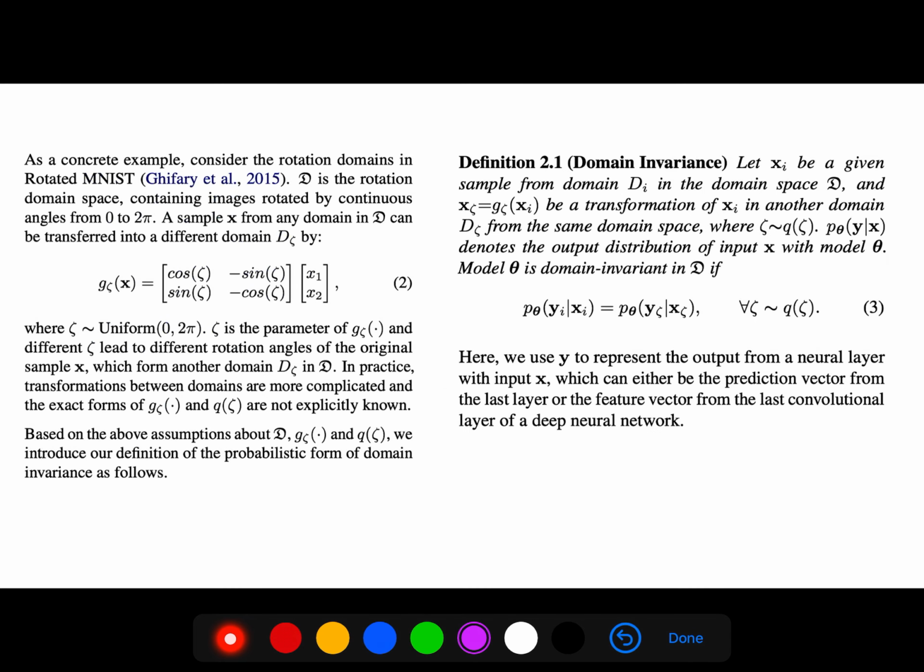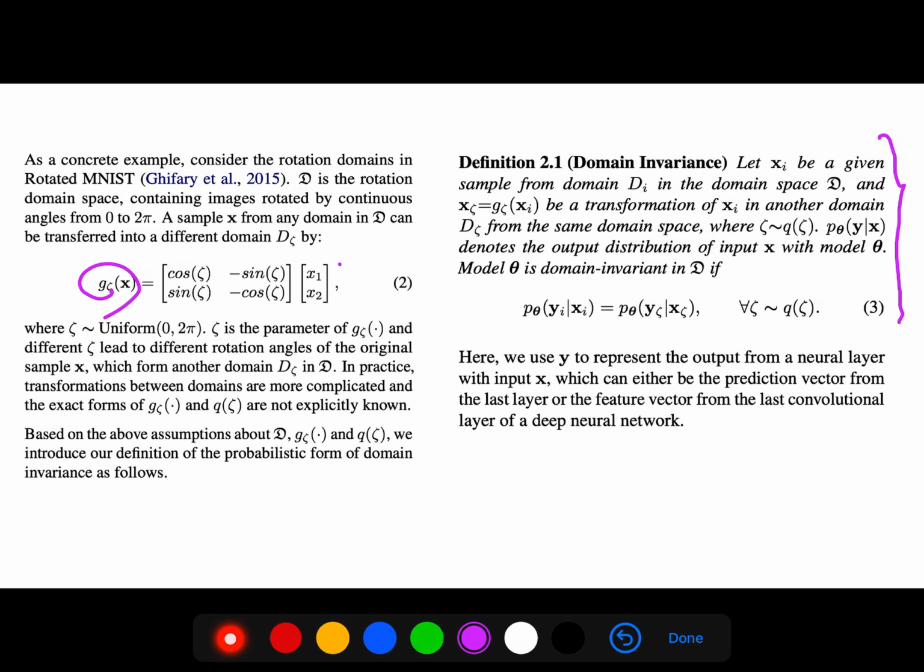So consider this example, a rotation domain in rotated MNIST. D is the rotation domain space containing images rotated by continuous angles from 0 to 2 pi. A sample from a domain can be transferred to a different domain because we go from one angle to the other angle. Zeta is drawn from a uniform distribution.